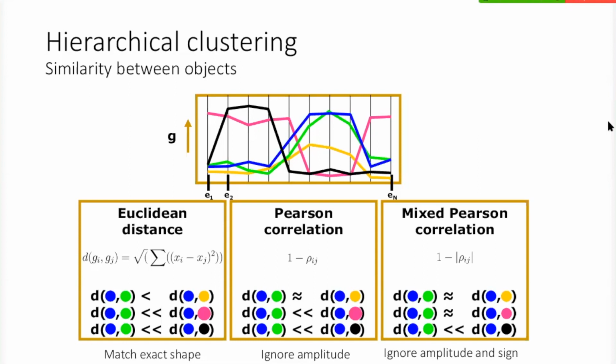If you do 1 minus correlation, then you don't really care about the amplitude. Then the distance between green and blue will be identical to the distance between green and orange, for instance, or very close by, because you only look at the trend of the data. And if you also take the absolute of the correlation, so 1 minus the absolute of the correlation, then you also take inverse relations into account. So the distance between blue and pink is also now comparable to the distance between blue and green.